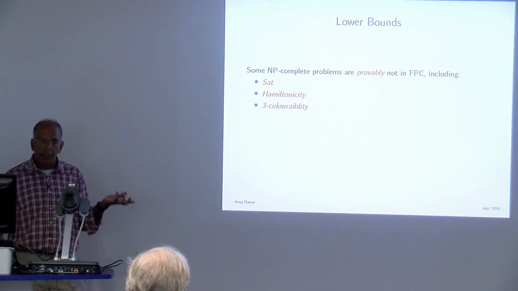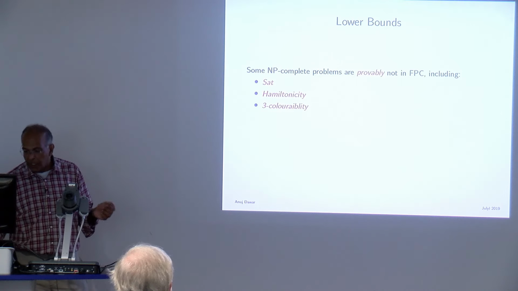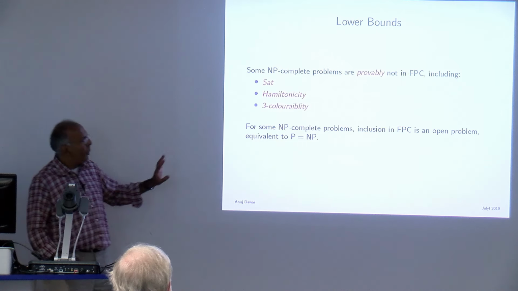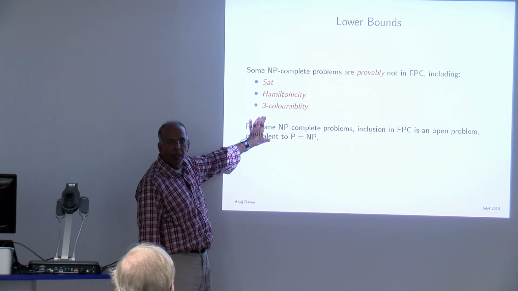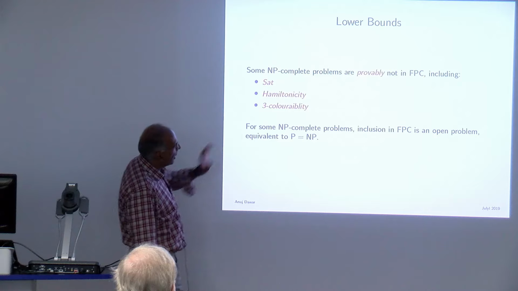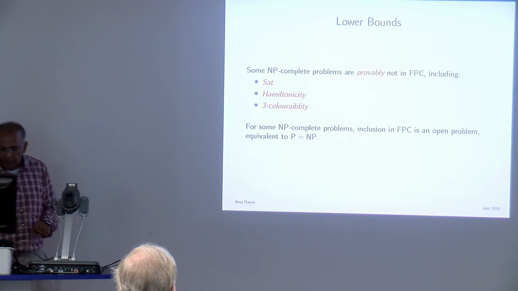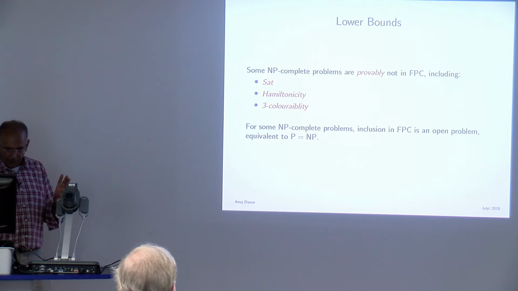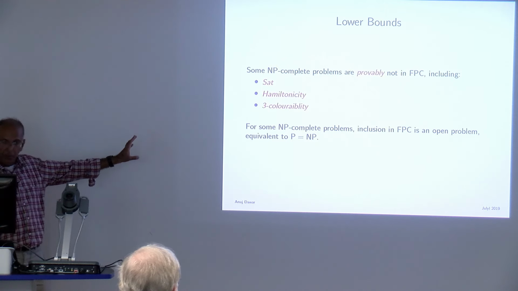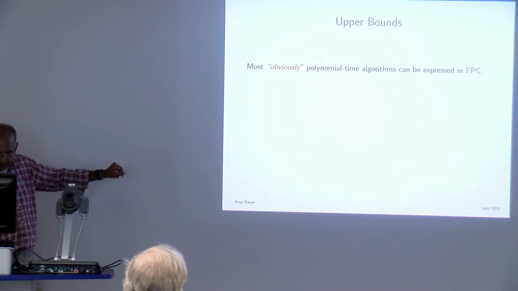Graph 3 colorability. Also we can prove it. There are other things for which proving a lower bound would be as hard as separating P from NP. They're not so easy to state, but I just wanted to tell you such things exist. But this doesn't really take us much closer to separating P from NP.